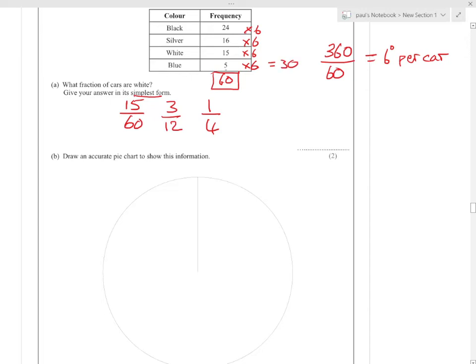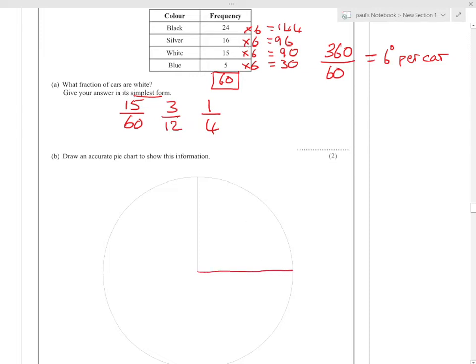15 times 6 is 90. Silver, 16 times 6 is 96. And the other one, 24 times 6 is 144. Right, 144. I'm not going to be able to do this accurately, so I'm going to do the 90 degrees.